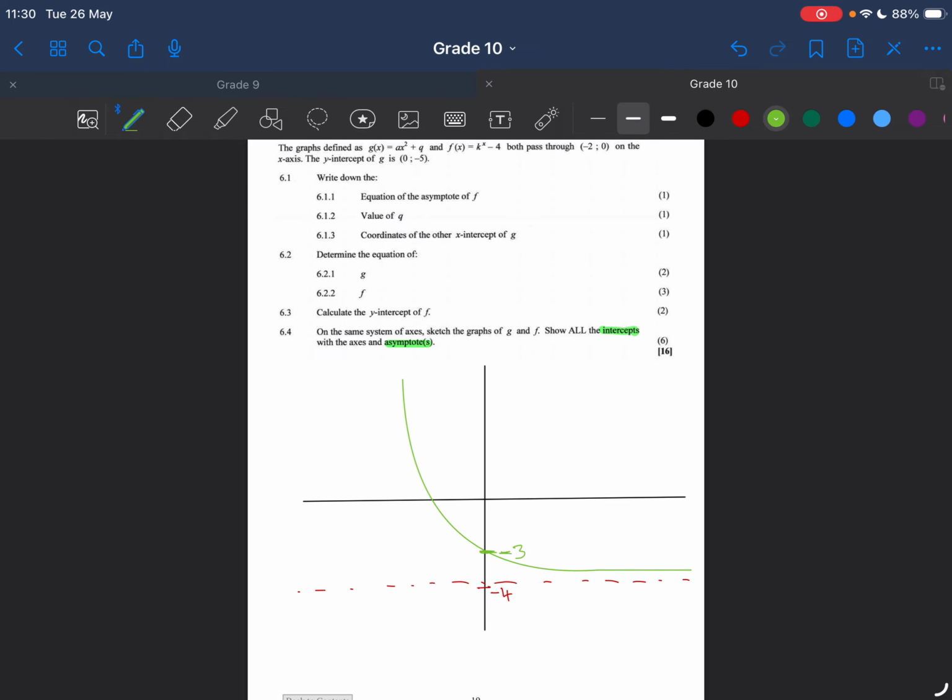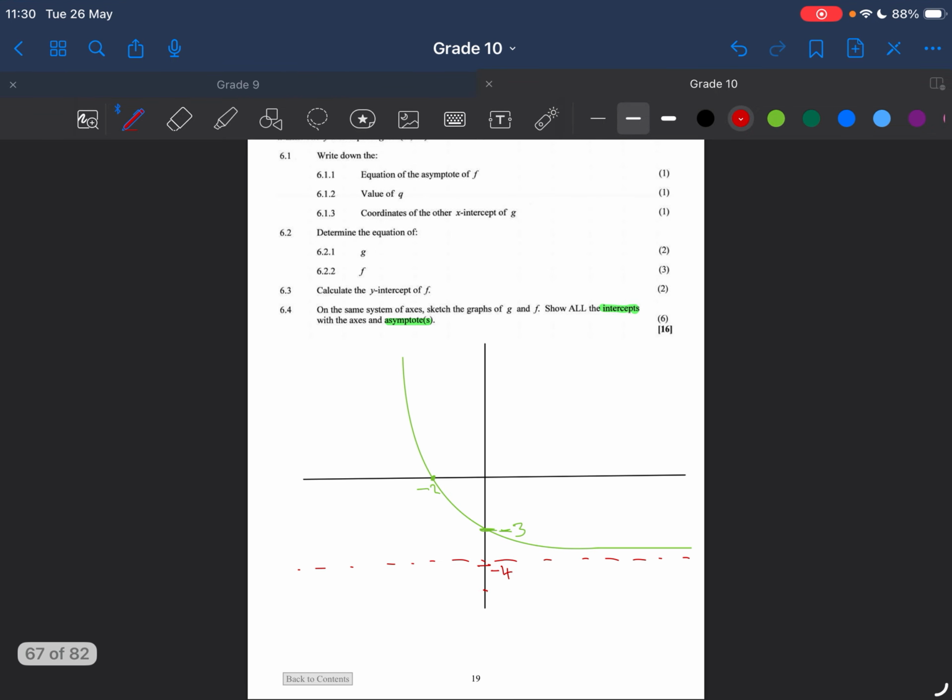So -3 goes there. We also know that this passes through a point which is -2. Then I have my parabola, which has a y-intercept of -5. So it's going to go down till here, -5, and it's going to go through there and up like that. I need to make it pass that point, and it needs to pass there and maybe there. Okay, so it'll pass through -2, 0 and 0, -5, and my exponential passes -2, 0 and 0, -3, and I have my asymptote at -4.